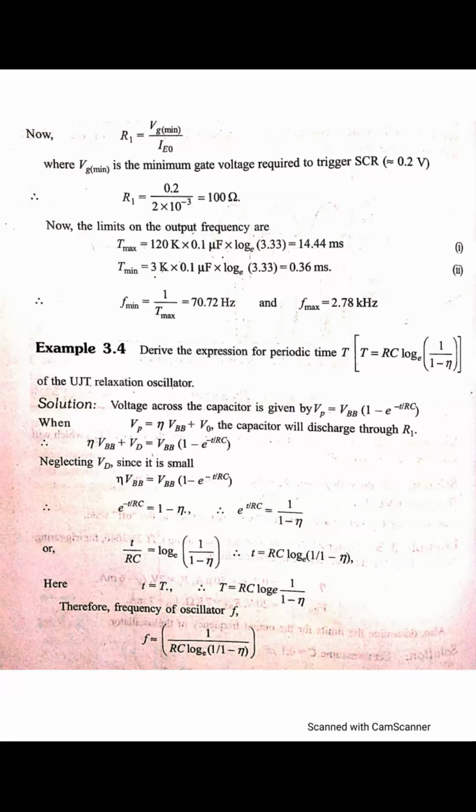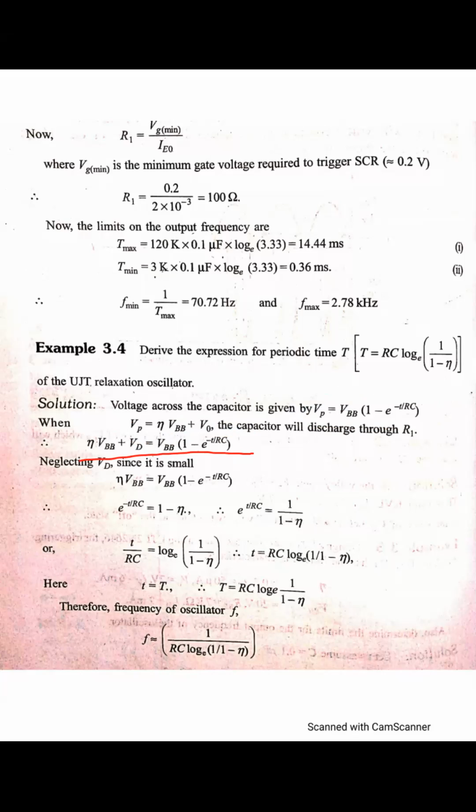So we got two equations, one for the voltage across the capacitor and one for when the capacitor is discharged. We can equate those two equations, and we will get this expression: the intrinsic standoff ratio into VBB plus VD is equal to VBB into 1 minus e to the power of minus T divided by RC.